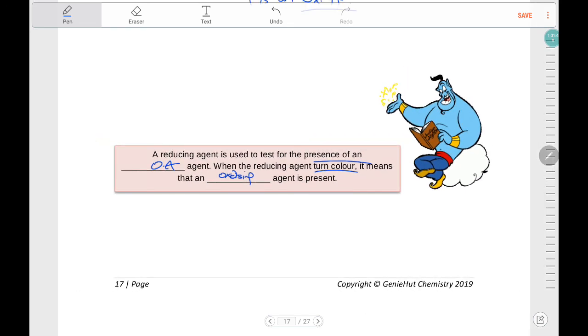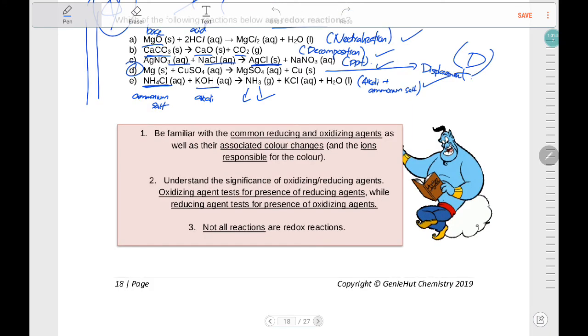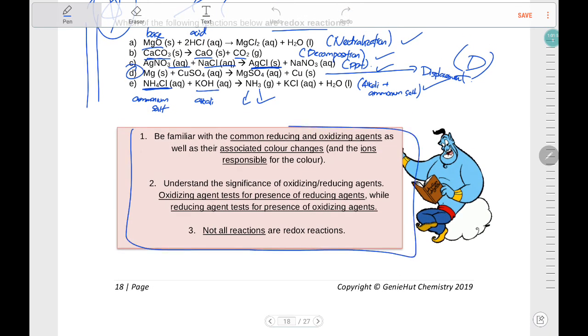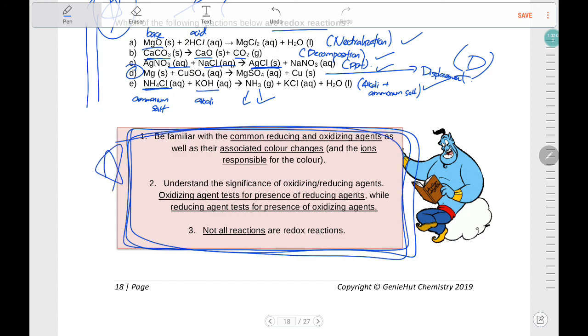Okay, so for today, this is what we have covered in the previous lesson: oxidizing agents, reducing agents, as well as these two color changes. All right. So if you turn to page 18, this should be what we have covered, and this should be what you should be familiar with. All right. So take some time to read through this. Okay, you need to know them very well.